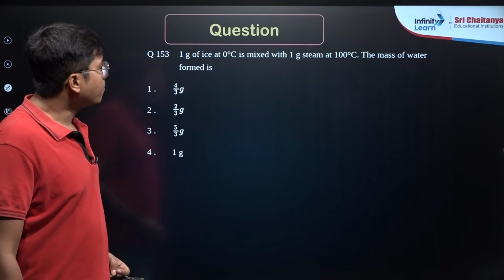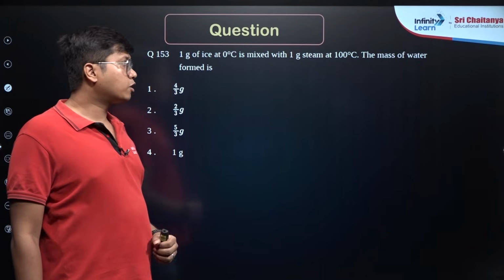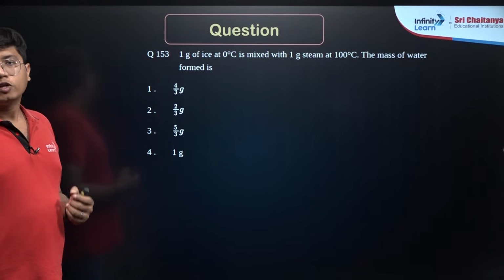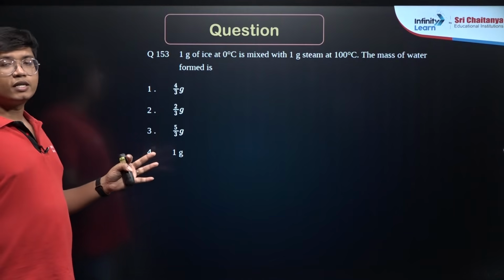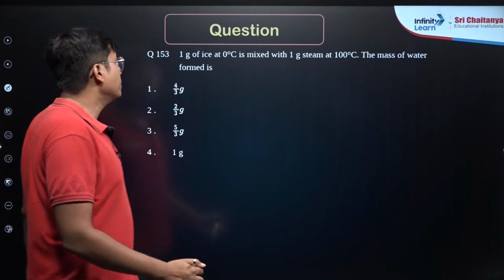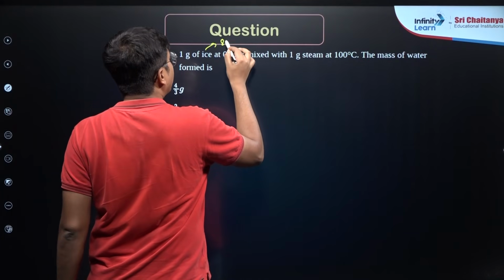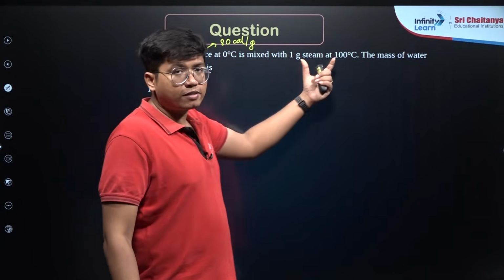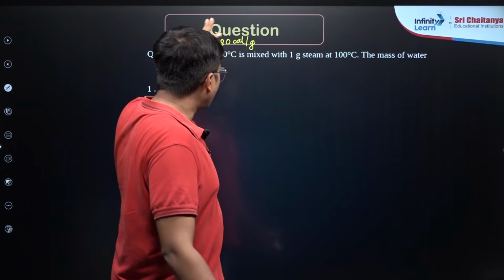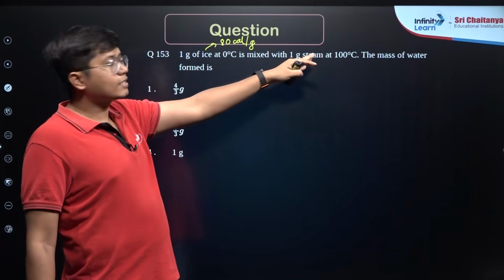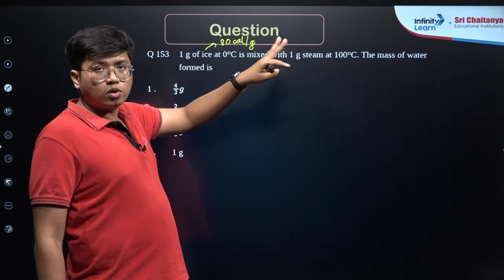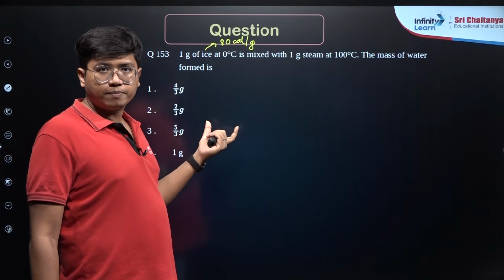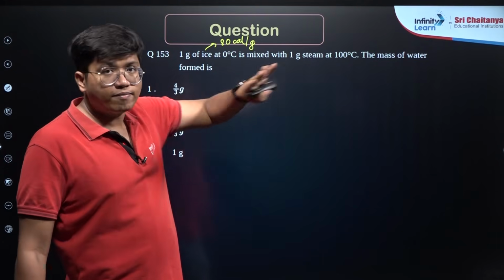This one says 1 gram of ice at 0 degrees Celsius is mixed with 1 gram of steam at 100 degrees Celsius. So based on that, you can work out how much heat is required. For example, ice melting will take 80 calorie per gram. Same way you can take the latent heat for steam, and this is 336 calorie per gram. Once you go on the basis of that, you will see that your entire ice will melt, okay, and your entire steam will not condense.